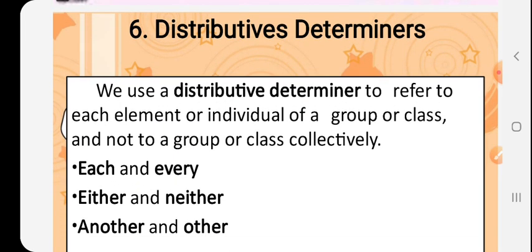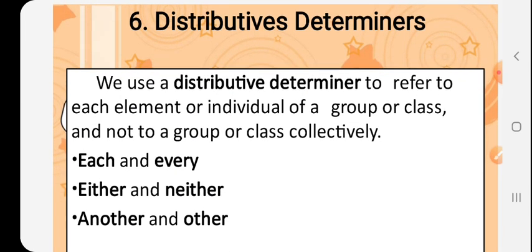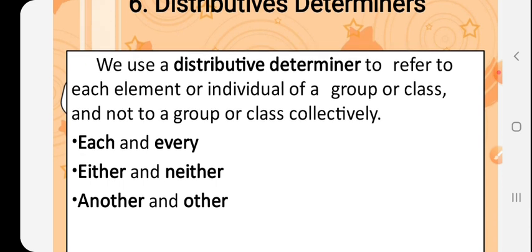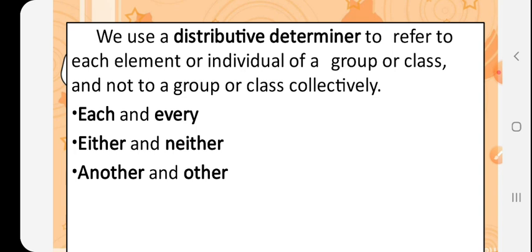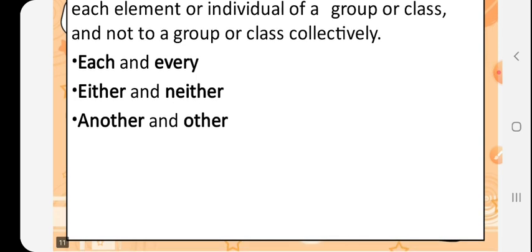Moving on, we have distributive determiners. Distributive means part-wise. What is the role of that specific part? So a distributive determiner refers to that specific part. Like we have each and every, either and neither, another and other.